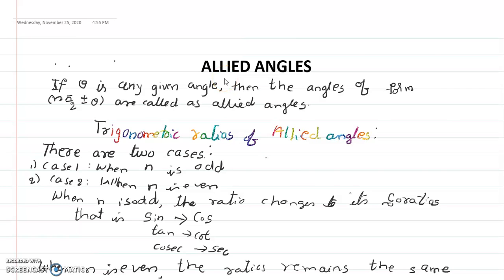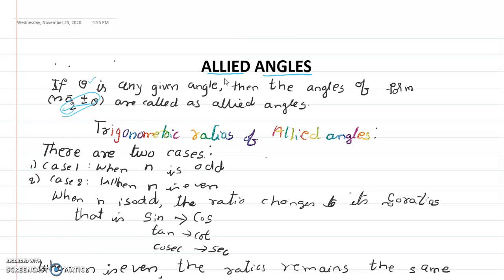Hello students, in this video we shall see the examples on allied angles. In the last video lecture you have seen the definition of allied angles. If theta is any given angle, then the angles of the form n pi by 2 plus or minus theta are all called allied angles.